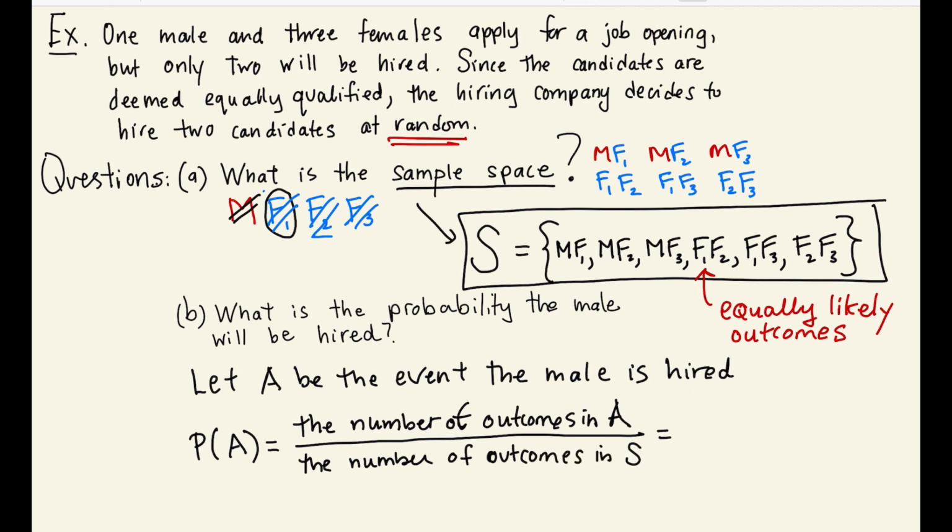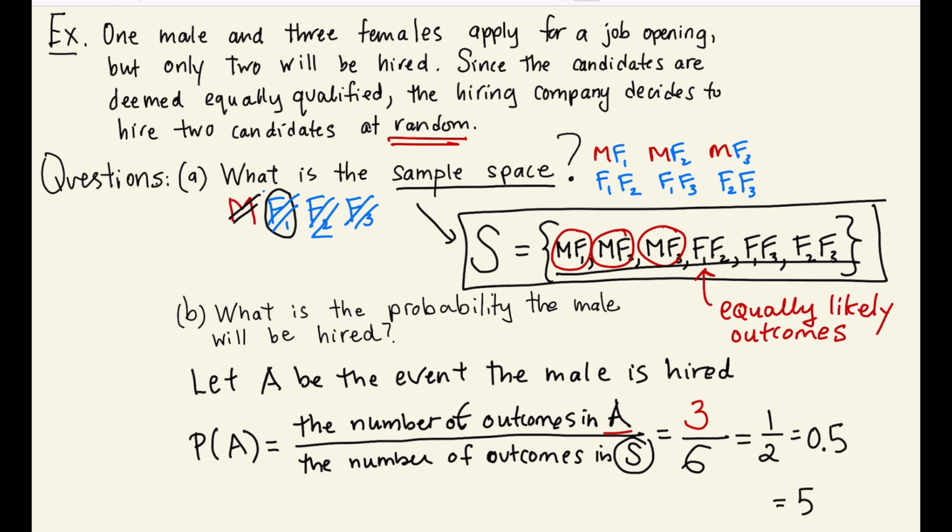Okay, and so if I go back to my sample space over here, I can see that the number of outcomes in A, well, there's 1, 2, 3, so that would be 3. And the number of outcomes in my sample space S, well, that's 6. So this gives me a probability of 1/2, which we can write as a decimal, or we can also write this as a percent, so 50%. And so I could write any of these as my final answer, either 1/2, 0.5, or 50%.